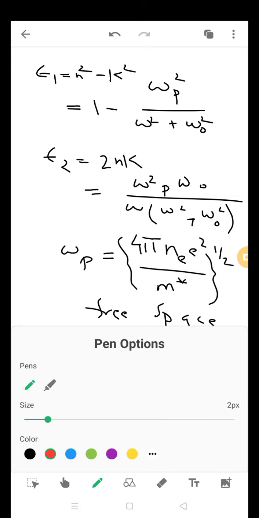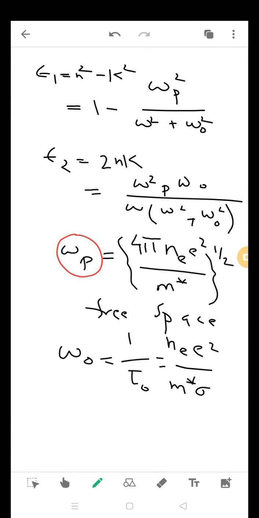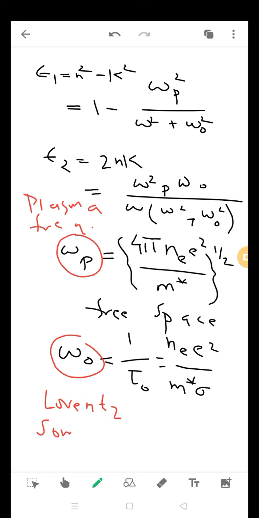Now, this omega p, the plasma frequency, is arising due to collective oscillations of the free electrons, whereas this omega 0 is called the Lorentz-Sommerfeld frequency of free electrons. M star is the effective mass of the electron.